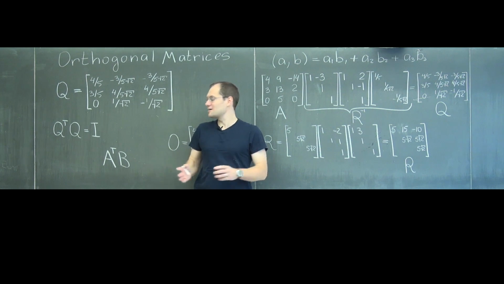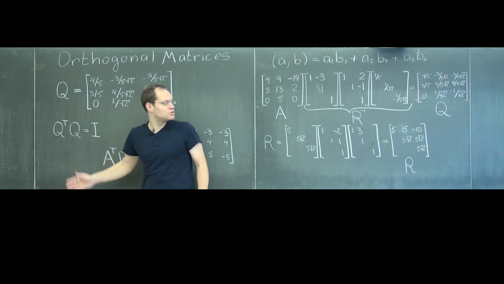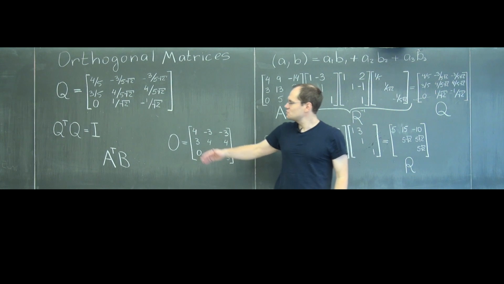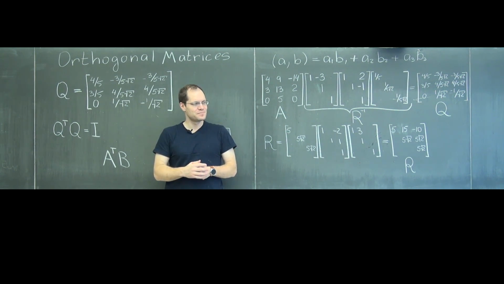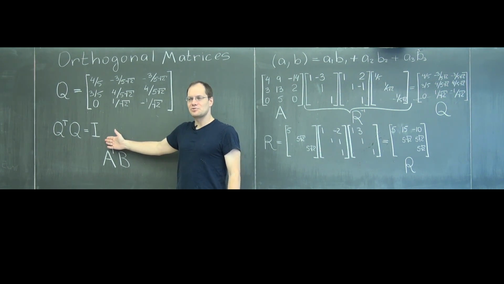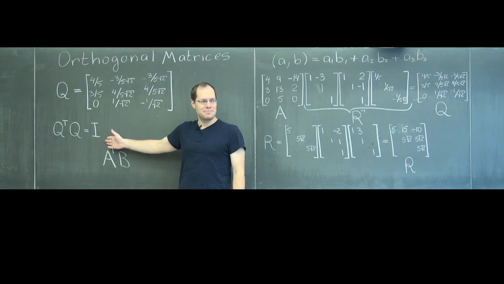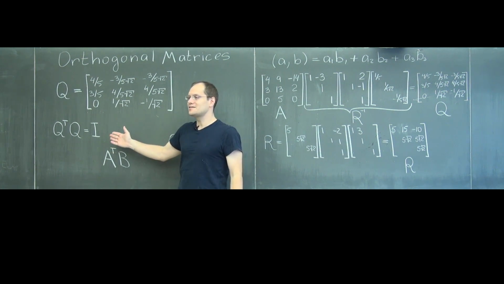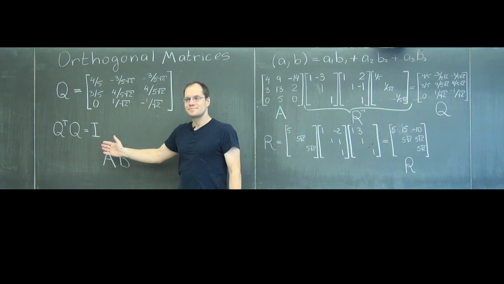So while I was preparing the board, I asked you to evaluate Q transpose Q for this matrix over here, which I have copied nicely over here. And all of you did it correctly and said that it's the 3 by 3 identity matrix. Was it a coincidence? Of course not.